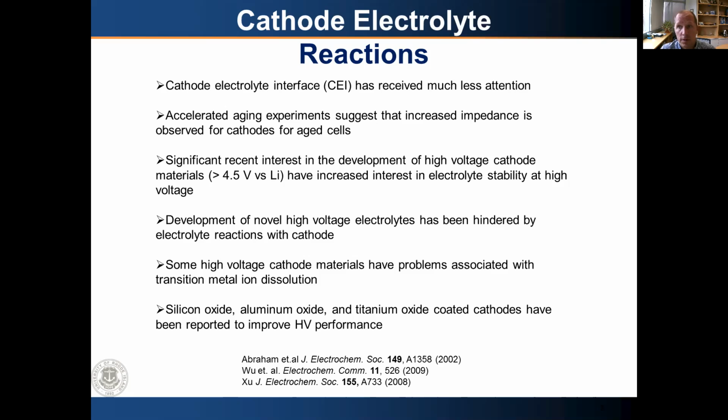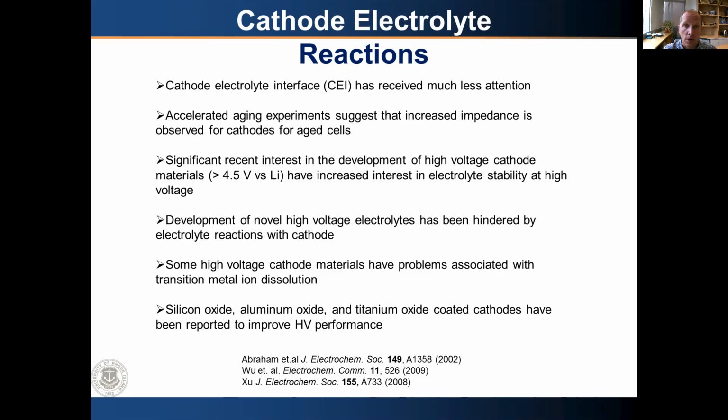Part of this is because the importance of the anode SEI was observed immediately. If you did not generate a good SEI on the anode, the cells had rapid capacity fade and basically no longer functioned pretty rapidly. However, the cathode electrolyte interface is typically only observed in significant form after more long-term cycling.